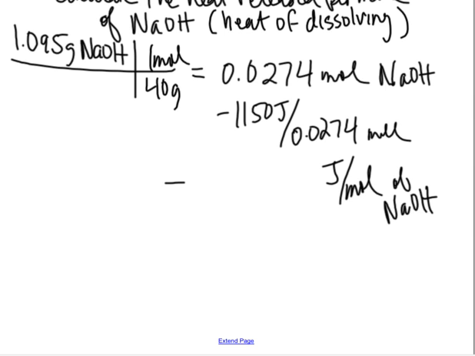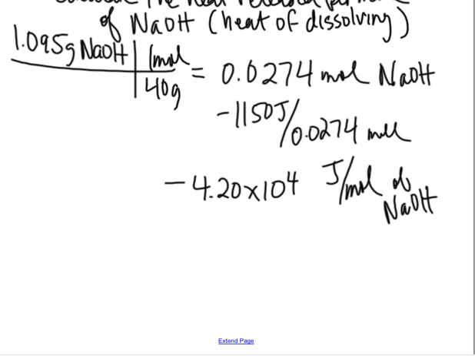Let's just do 3 times 10 to the 4th, so it's not that huge, but 42,000. Negative 42,000 joules per mole of sodium hydroxide. You don't have to write "of sodium hydroxide," but I just wanted to make it clear. So if we ask you per mole of substance, per mole of a reactant, that's what you need to do.